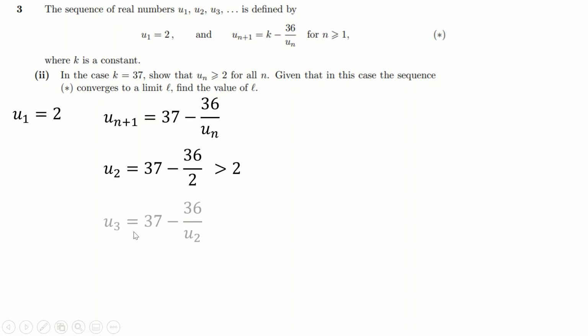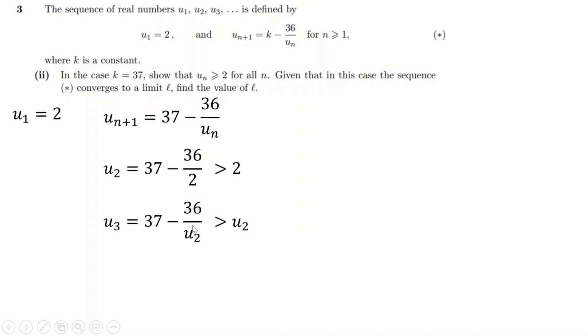Now what about u3? Now u3 is 37 minus 36 over u2. Now I know that u2 is bigger than 2, which means this 36 is going to be divided by something bigger than 2, which is going to make this fraction smaller than this fraction, which is only being divided by 2. So when I take away a smaller number from 37, that's going to give me something bigger than I had the last time, right?